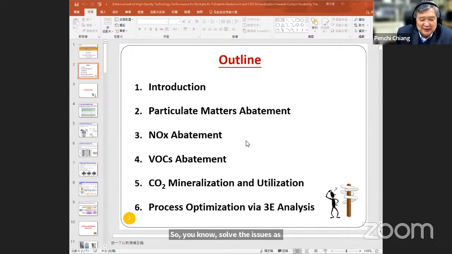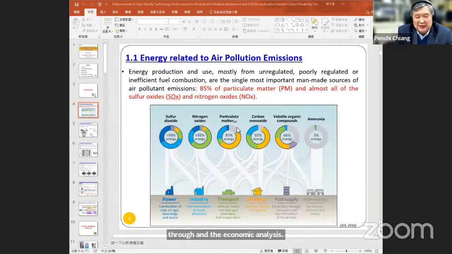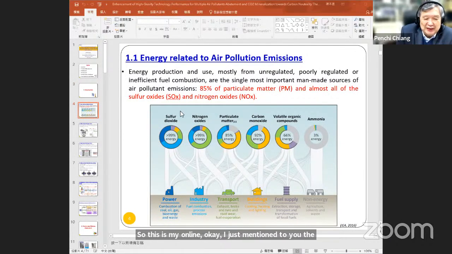In the last section, I try to let the system be optimized. So we have to use the life cycle analysis based on the engineering, environmental, and economic analysis. So this is my outline. I just mentioned to you the air pollution issues should be related to the energies. As you can see, the emissions could be generated from the power, industry, transportation, and the building, and so on. So the air pollutants include the nitrogen oxides, particulate matter, and the VOC, and even ammonia.